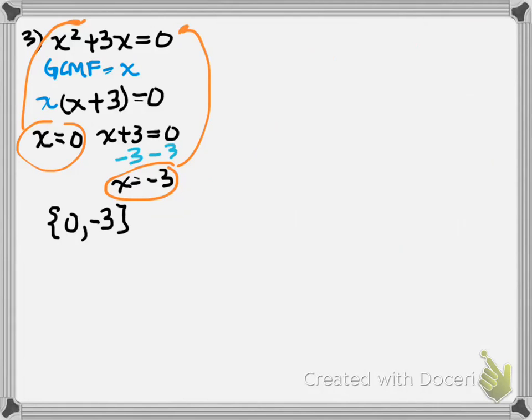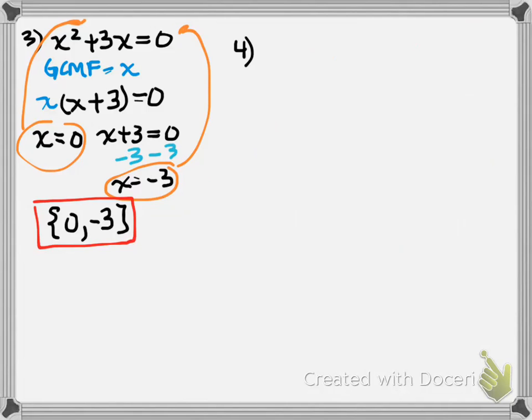Probably the most common mistake, kids forget about the x equals 0. And they just lop it off and just say the answer is negative 3. You got to remember, any factor that contains a variable is a solution. Or you can set equal to 0 and solve.